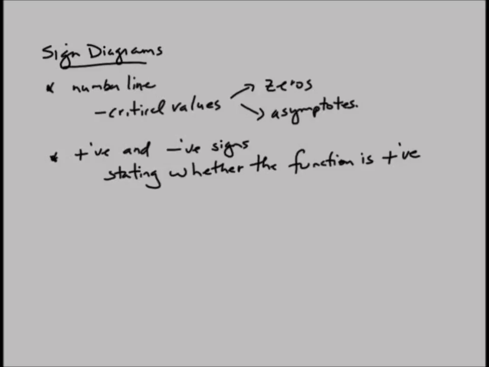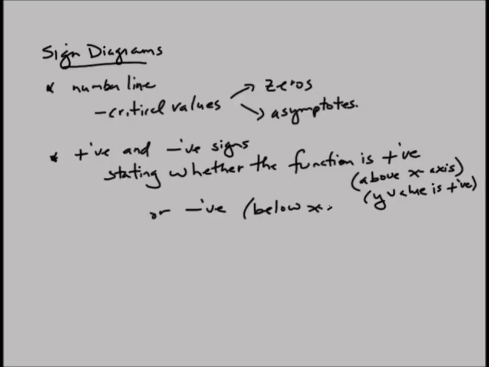And remember, positive means above the x-axis, or in other words, the result of that function is positive. The y value is positive. Or negative means below the x-axis. Another way of thinking of that is the y value is negative.